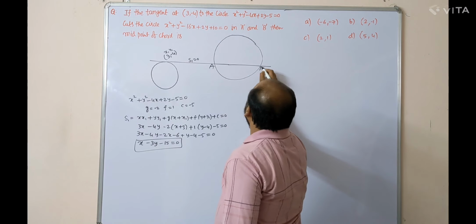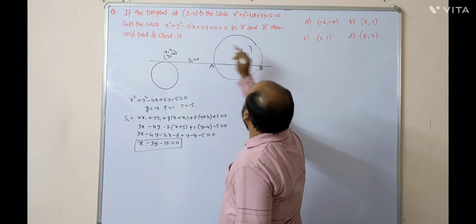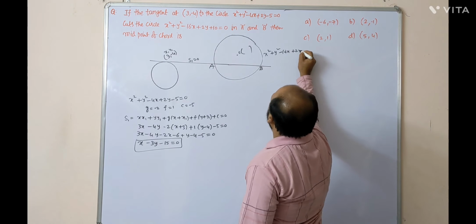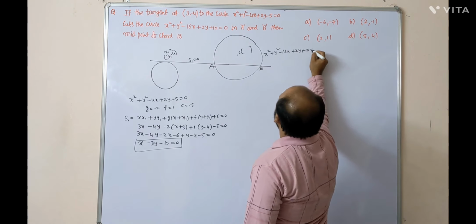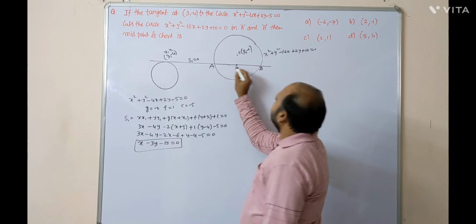It cuts in two different points. So the center of the circle is here. For the second circle, x square plus y square minus 16x plus 2y plus 10 equal to 0, the center is minus x coefficient by 2, so 8, minus y coefficient by 2. So the midpoint of the chord they are asking here, this one.